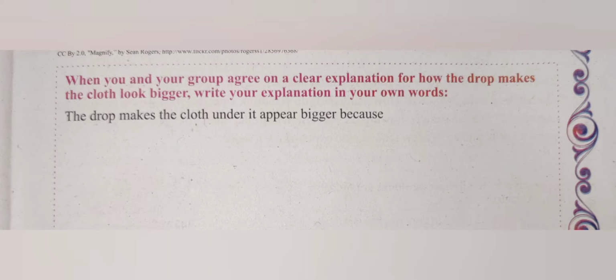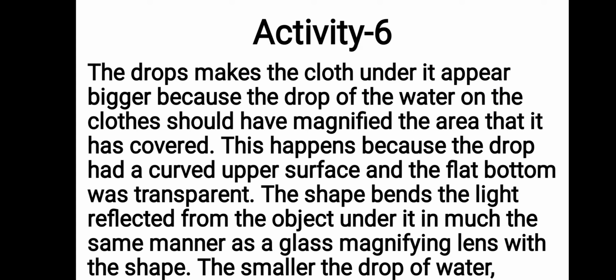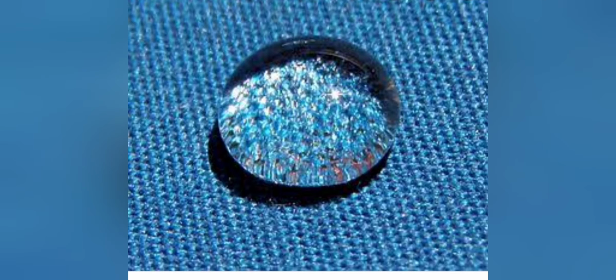In the next box, you have to write when you and your group agree on a clear explanation for how the drop makes the cloth look bigger. Write your explanation in your own words. The explanation would be: the drop makes the cloth under it appear bigger because the drop of water on the cloth magnifies the area that it covers.